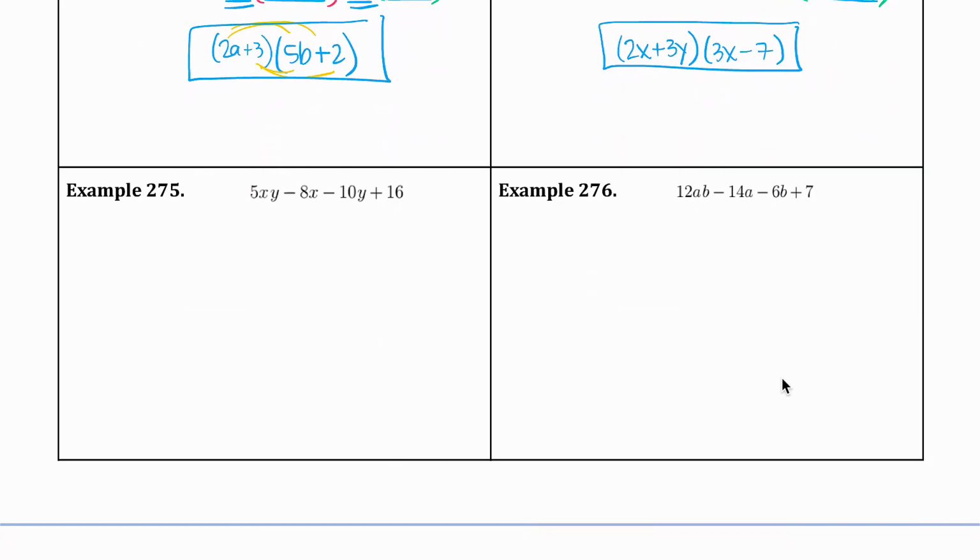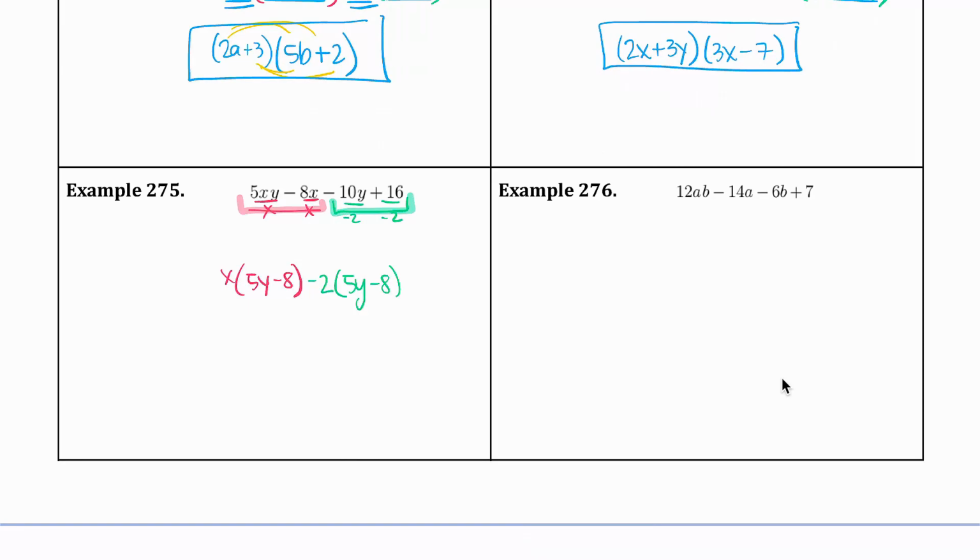Okay, same process here. Group up your first two, group up your second two, and let's see what we have in common. Let's look for a greatest common factor for our first one. We can't take out any numbers. 5 and 8, their greatest common factor is only 1, so we just take out a variable. They both have an x that we can take out. If I divide both of them by x, I'm left with 5y minus 8. And then here, negative 10y plus 16, I can take out a negative 2. If I divide them both by negative 2, I end up with 5y minus 8.